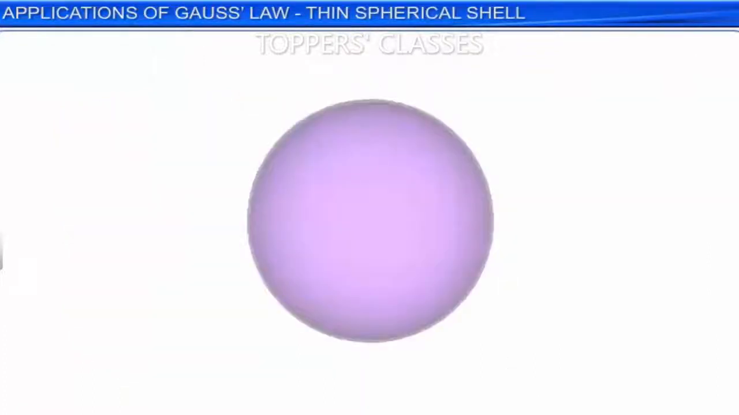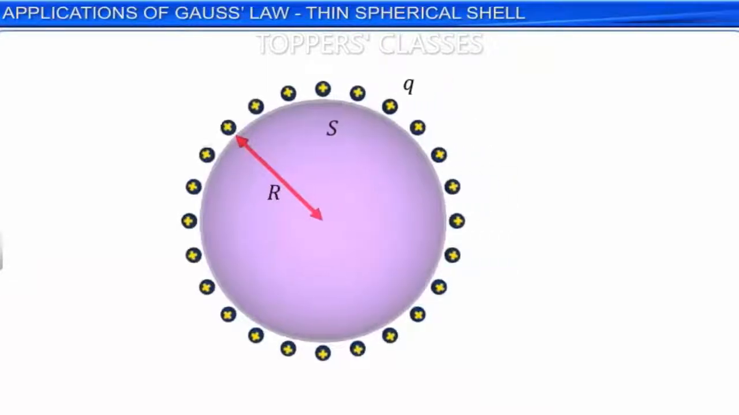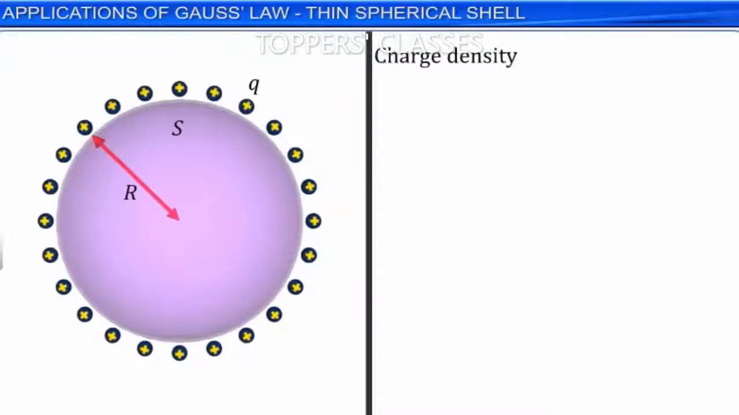Let us consider a thin spherical shell S of radius r. Let the thin spherical shell be uniformly charged with a positive charge Q. The surface charge density, sigma, is the charge per unit area of the surface, and hence sigma is equal to Q by A, where Q is the charge on the spherical shell and A is the area of the sphere. This can be rearranged as Q is equal to sigma A, or Q is equal to sigma into 4 pi r square, since the surface area A of the spherical shell is 4 pi r square. Let this be equation 1.